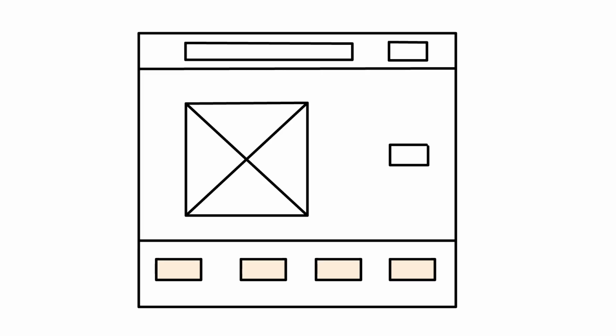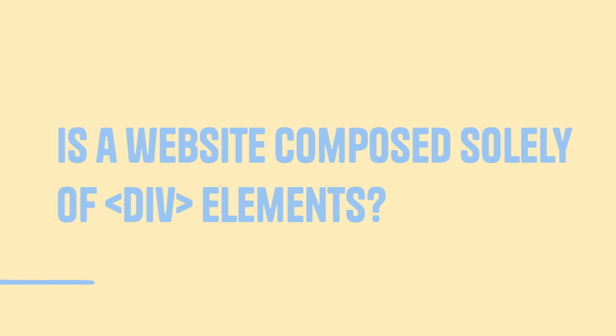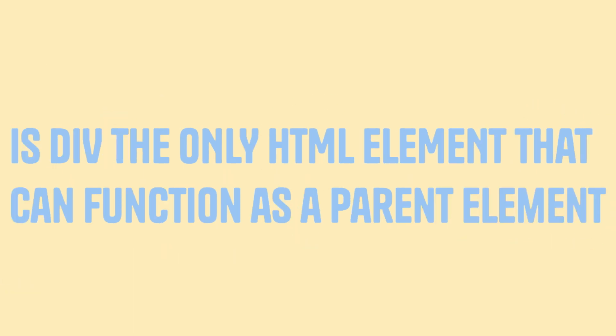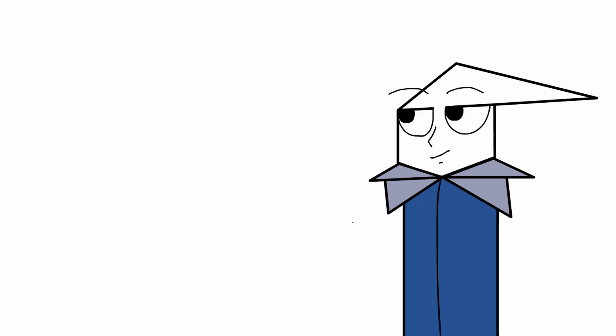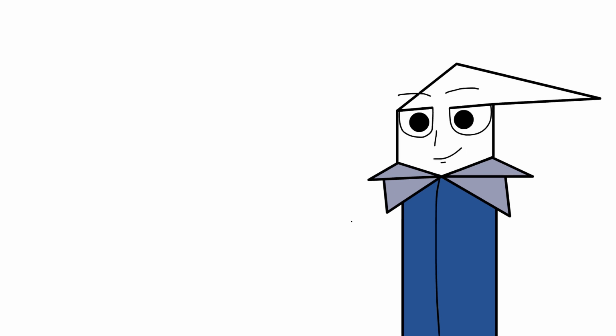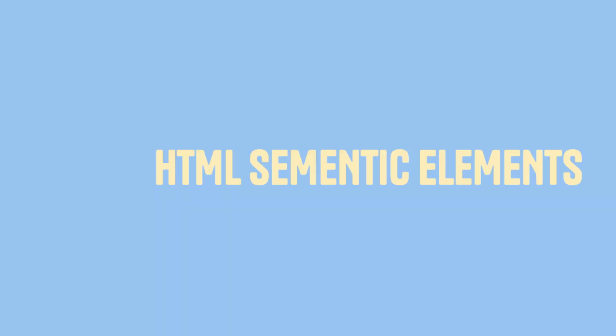I can turn this wireframe into a website page using a div and some CSS styles. But our website is made only of divs. Is div the only HTML element that functions as a parent element? Each of these boxes describes something in this interface, and there are many elements that work as a parent element, and it's better and more fun to use an element that represents what we want to build. They're called HTML semantic elements.